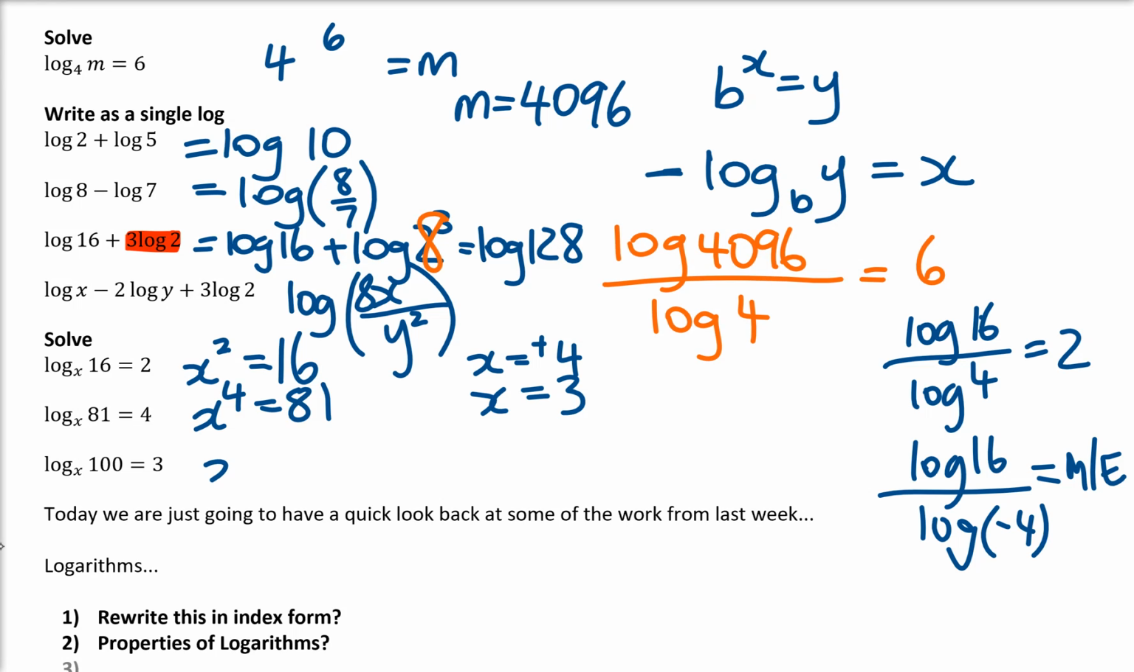And the last one will be x cubed is 100. So x is the 3rd root of 100. Can you make sure, please, that we can get the 4th root and the 3rd root? If you can't do that, put your hand up now.